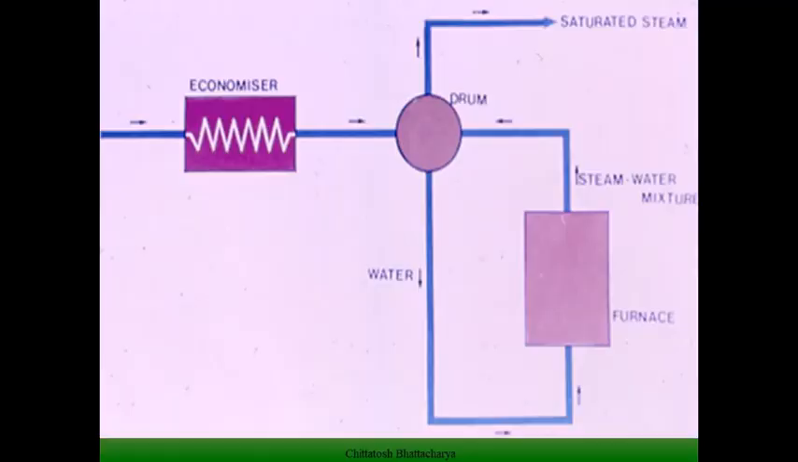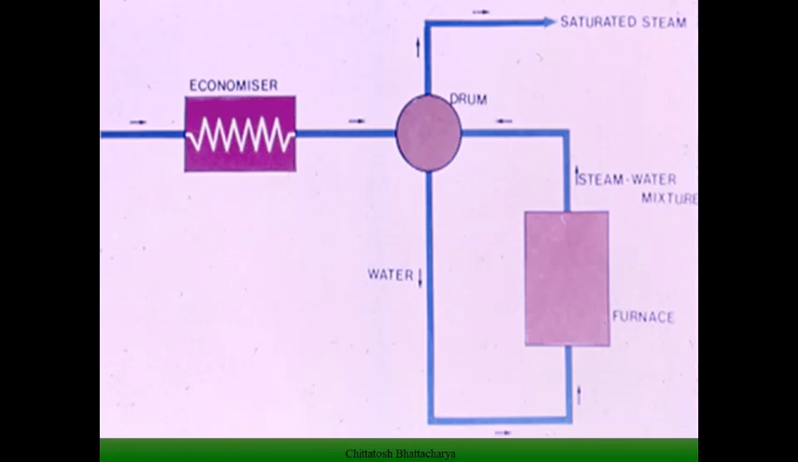So the typical schematic layout of this economizer, water walls, drum, and downcomers and superheated steam generation arrangement is given here. In the economizer, almost all the remaining part of the sensible heat is added. Subsequently, in the drum we get a two-phase arrangement.